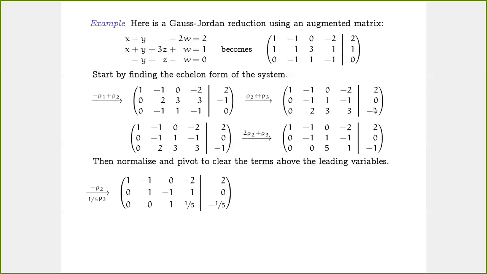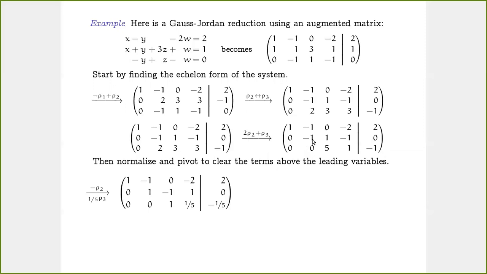We swap the rows, then add 2 times, I've repeated this matrix down here for clarity, the second row to the third row, which clears the 0 here, so we have it in echelon form. Now we're going to start the Jordan part of the Gauss-Jordan method and normalize and pivot to clear the terms above the leading variables.